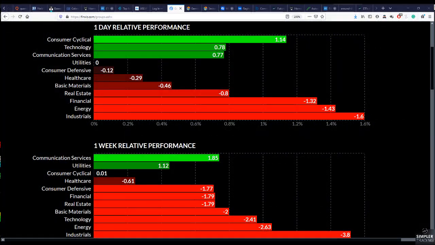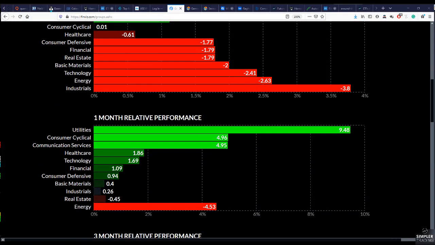Hey traders, Raghee here, and we're going to take a look at the 1 day, 1 week, and 1 month relative performance of the broader sectors, and then dial that in to how I'm looking at the sector performance within the broader averages, S&P, NASDAQ, Dow, and trying to find opportunity in this particular market.